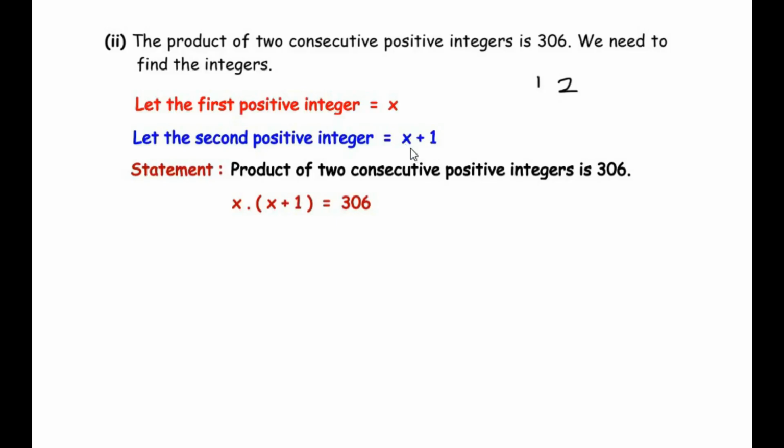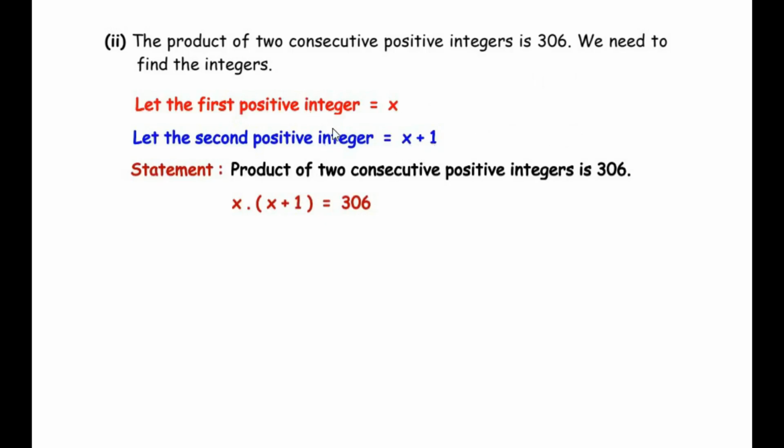Now here we have not considered x minus 1 because if I consider x equal to 1 and x minus 1, the number is going to be 1 minus 1, which is 0. So here we are considering only positive integers. So 0 cannot be considered a positive integer. It is neither positive nor negative. So since we are considering only positive integers, we are going to take the first integer as x and the second integer as x plus 1.